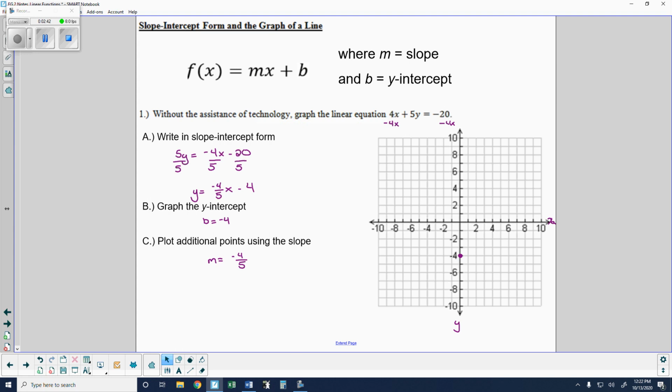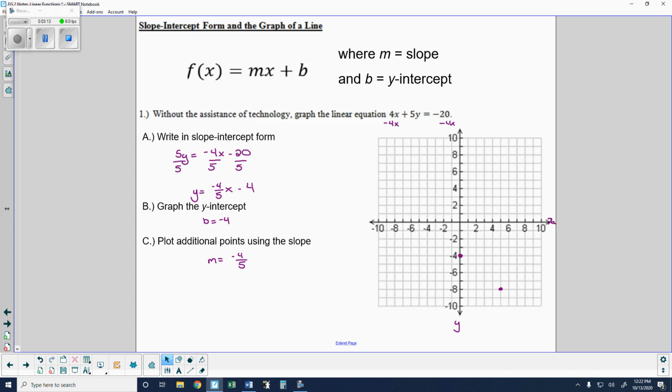And so remember, slope is the change in y's over the change in x's, or the rise over the run, you may have called it in the past. So basically what this is doing is it's going down 4 every time we go 5 units to the right. So I can go to my point here on the y-axis, count down 4, 1, 2, 3, 4, and then count 5 units over to the right, 1, 2, 3, 4, 5. And this gives me another point to graph.